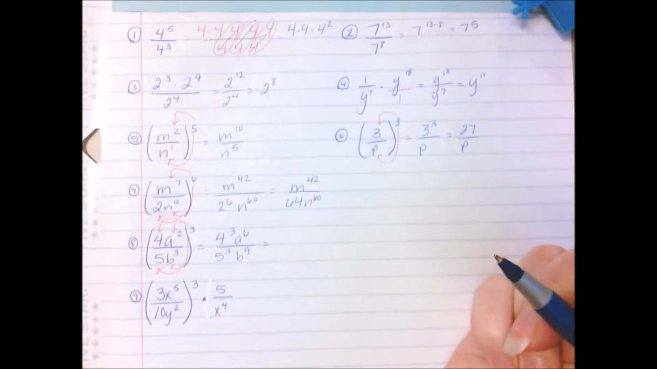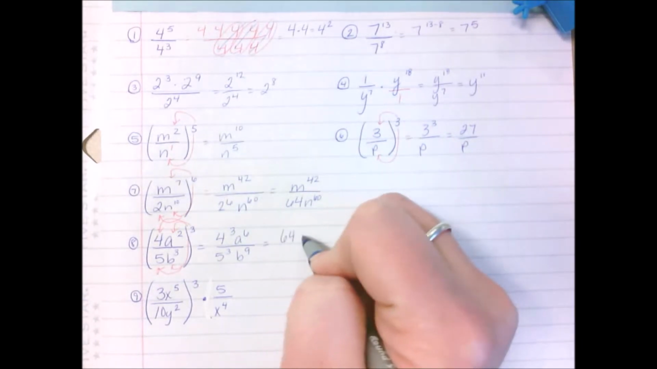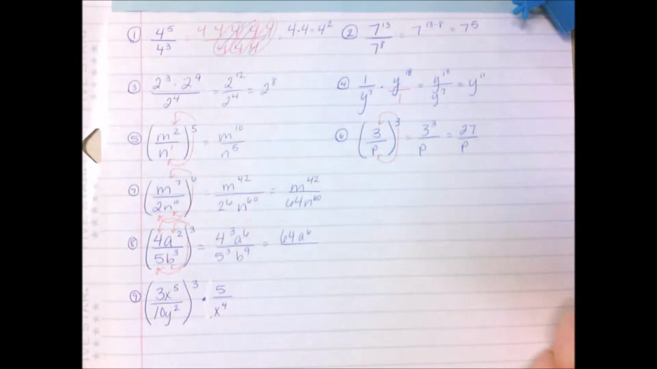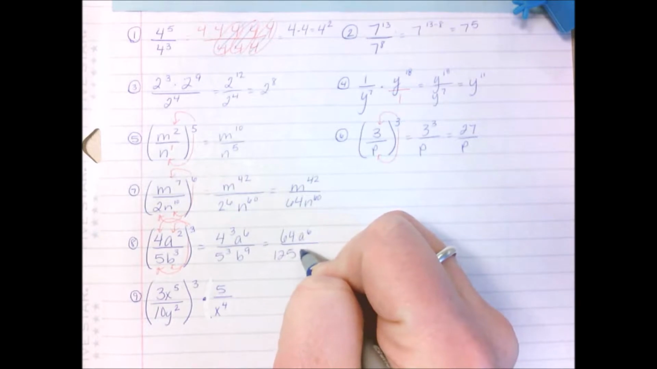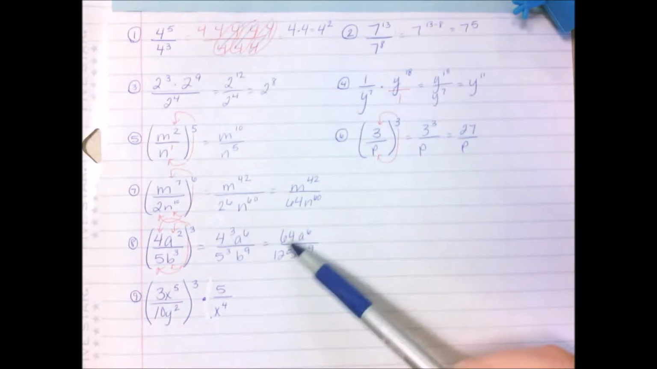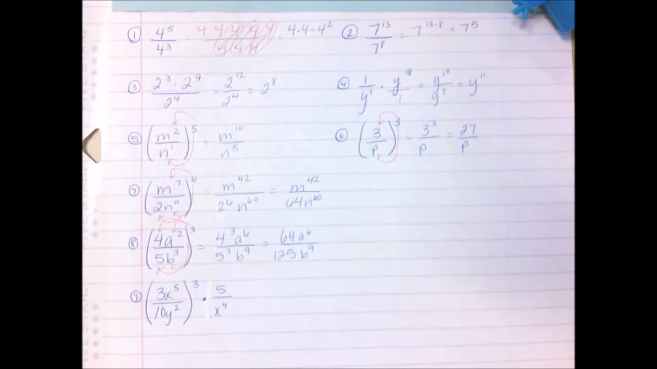Now I'm going to simplify. I need to evaluate those exponents. 4 to the 3rd is 64. A to the 6th is already simplified enough, and 5 to the 3rd is 125 over b to the 9th. If 64 over 125 simplified at all, I would have to simplify that farther. In this case, that's in simplest form already, but if you can simplify, you're going to need to.